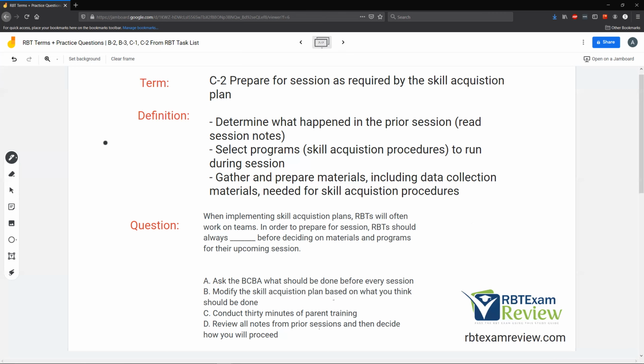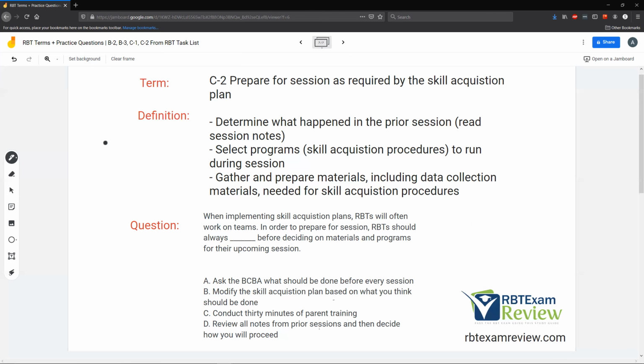And then once you know what you're going to teach, okay, what skill acquisition procedures you're going to run that day, gather your materials, prepare your materials, including data collection, okay, and get ready for session. All this should be done before session, okay? When you show up to session, you should be ready to go, okay? You should know what you're gonna run. You should have your materials, okay? You shouldn't need to spend 30 minutes reading notes and getting yourself together and gathering materials, okay? We only have a limited time with our clients, and we need to use that time wisely, okay? So you should be prepared before every session.